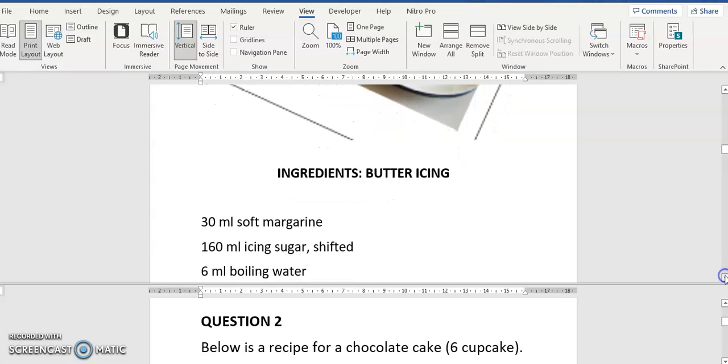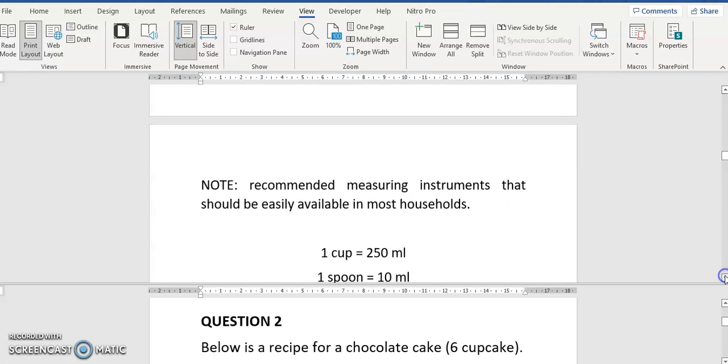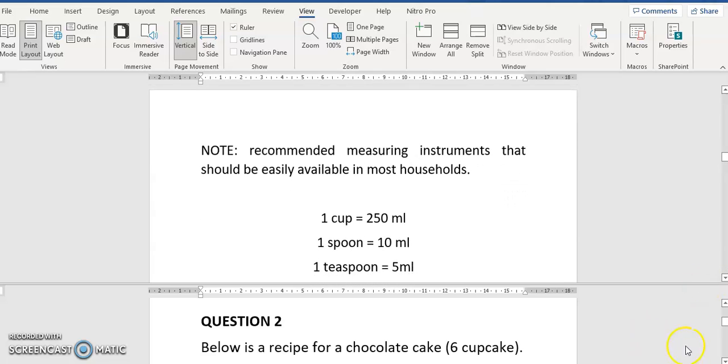then we have this instruction, ingredients, butter for icing, then we also have this instrument. These are instruments, like a cup is an instrument for making cake, a spoon or a teaspoon is an instrument for making cake. So all these ones are instruments. So here 1 cup is equal to 250 milliliters. We can convert it, we can change 1 cup to this. Then 1 spoon is 10 milliliters. Then 1 teaspoon is 5 milliliters.